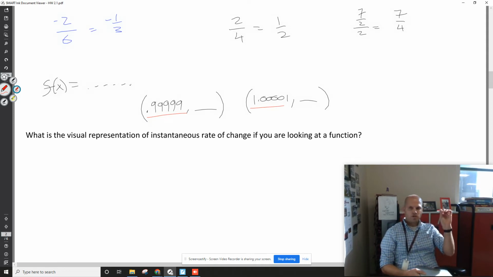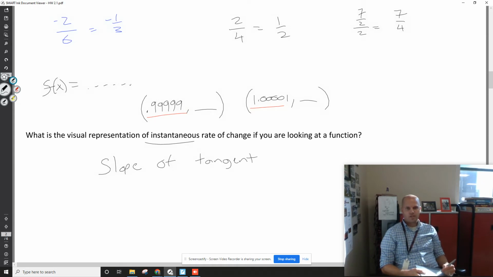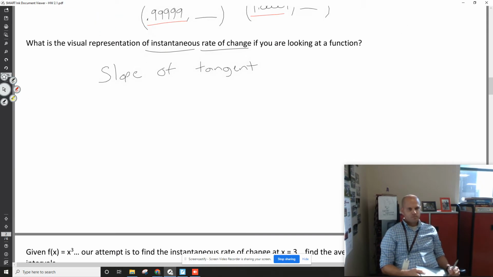Besides, it'll help us create a formula. So at least it's an introduction to why limits are important, because we will use limits to help find our slopes of tangents. And slopes of tangents are instantaneous rates of change. We have to be comfortable with the following. If I ask you for the instantaneous rate of change of a function at a location, I'm asking you to find the slope of the tangent.